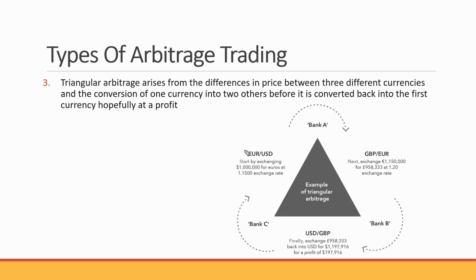For example, if we take the example of Euro USD here, first of all, we'll convert our dollars into euros, and then we'll convert our euros into pounds with another bank, and after that we'll convert our pounds back into dollars at the third bank. So there are three banks or three exchanges involved, and you can see we started out with $1 million, and here we ended up with $1.197 million. So the difference of $197,000 is the profit. But this is just an example. These are not the real-time stats. This is just to make you understand how triangular arbitrage works.